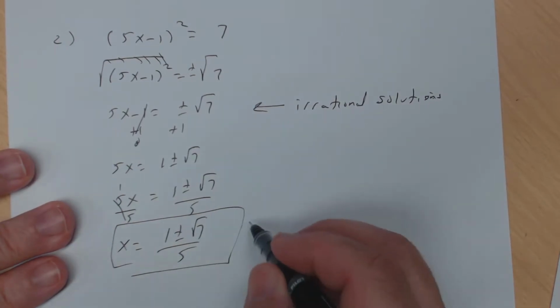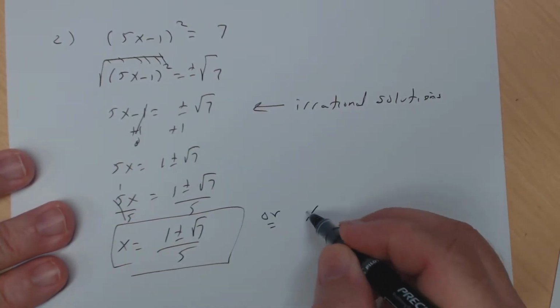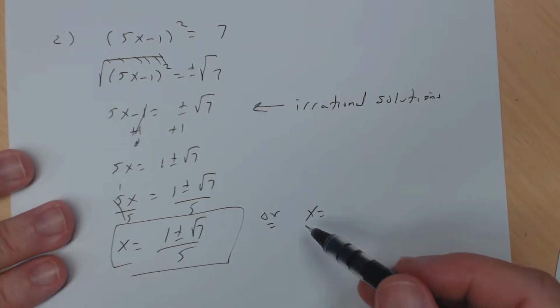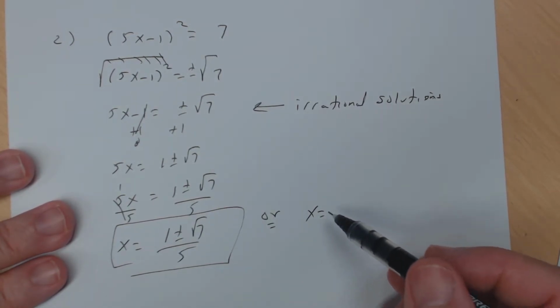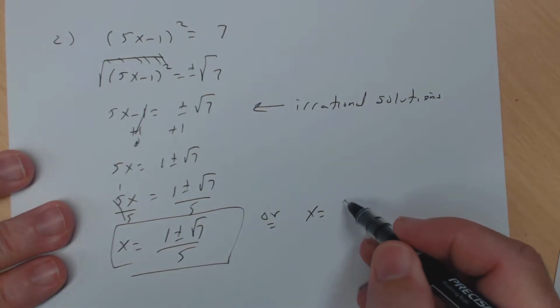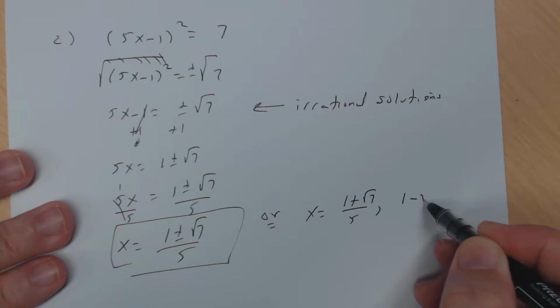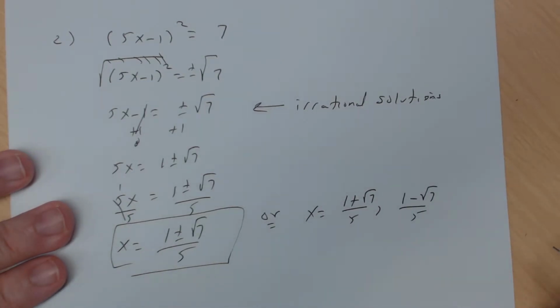So in compact form. Now another way to write this, though, on my math lab, they're probably going to ask you to write it as two separate solutions, or two solutions separated by commas. So you would say 1 plus the square root of 7 divided by 5, comma, 1 minus the square root of 7 divided by 5.